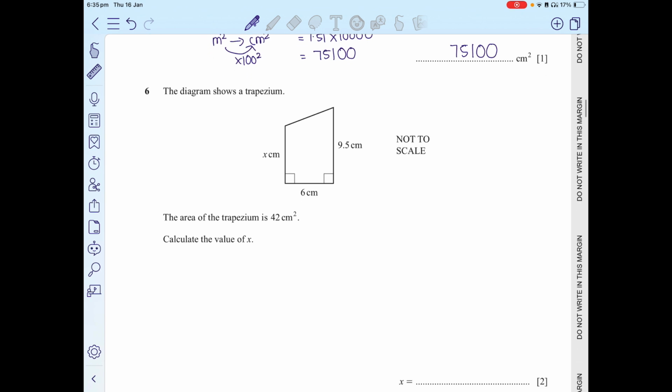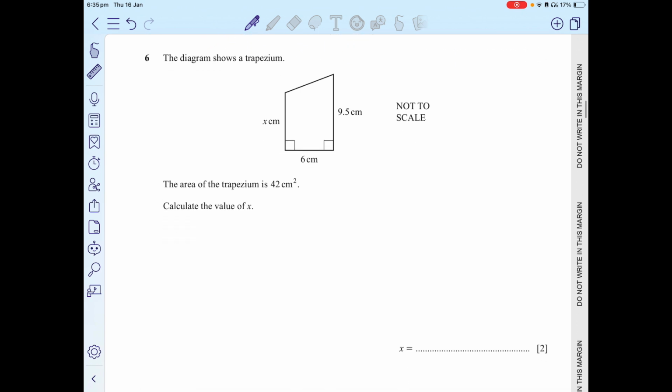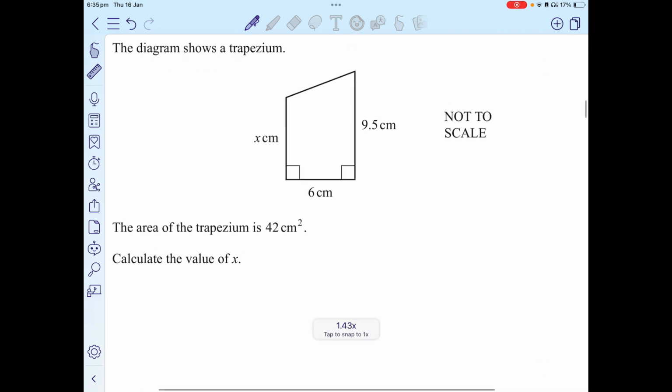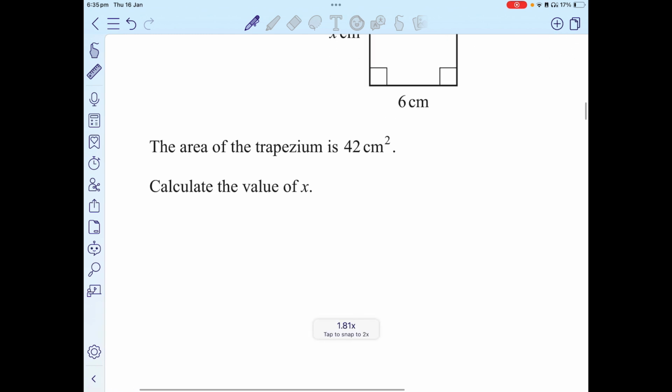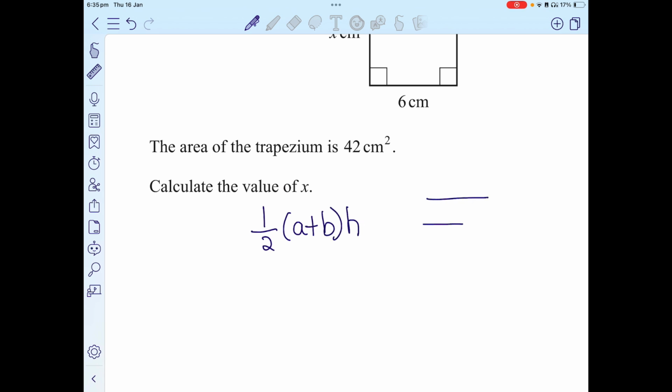The diagram shows a trapezium. The area of the trapezium is 42. Write down the value of x. Now, first of all, you've got to remember the equation for the area of a trapezium. The equation is 1 by 2 times (a plus b) times h, where a and b are the parallel sides of a trapezium. So if you draw a trapezium, it looks like this, and maybe it looks like this. So this is your a, this is your b, and the height is here, h.